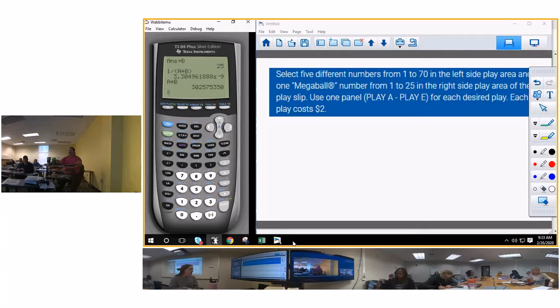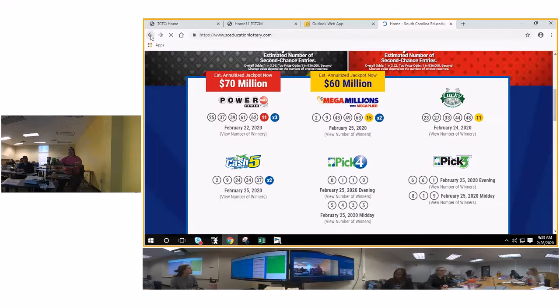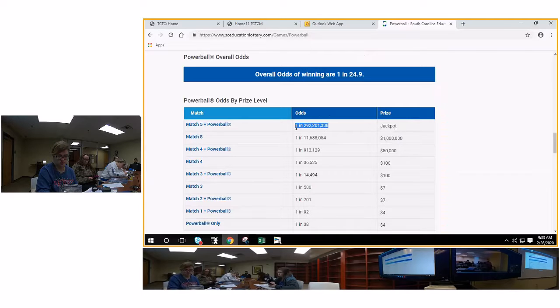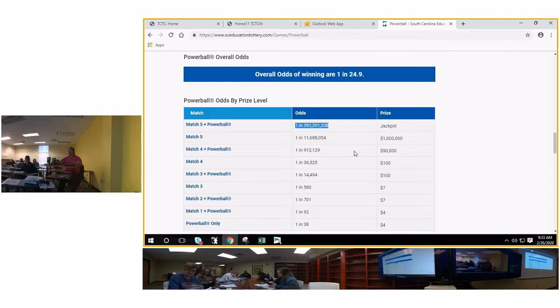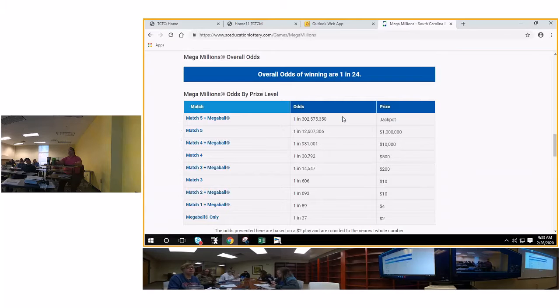302-575-350. Now let's check our answers with the South Carolina Education Lottery. Let's go back and look at the odds for the Powerball. Look there. It's a miracle. Now let's go find the odds for Mega Millions. It's a miracle. And now you're educated about the lottery. So please don't go to DSS because of the lottery.